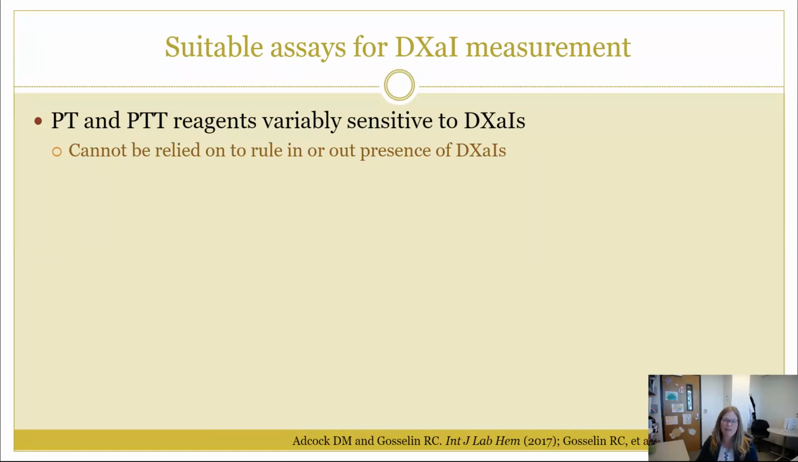Now, what about the more common factor Xa inhibitors? The PT and the PTT reagents are quite variably sensitive to direct Xa inhibitors, and so they cannot really be relied on to rule in or out the presence of direct Xa inhibitors. This is very disappointing for providers because these are reagents that are really accessible in most laboratories, and we can put out results really quickly. So the fact that we should not be using them to infer anything about the direct Xa inhibitors is disappointing.